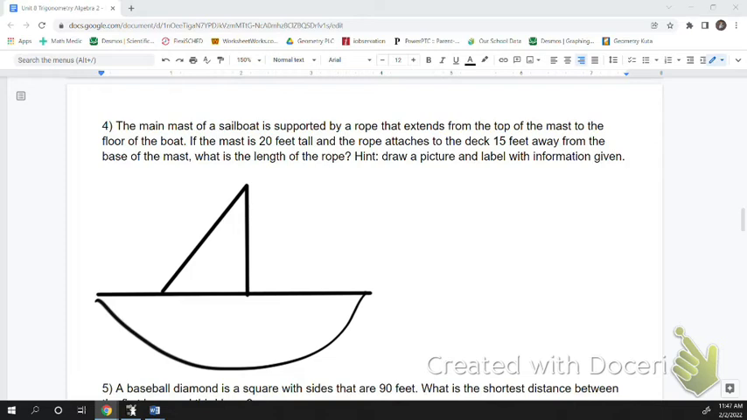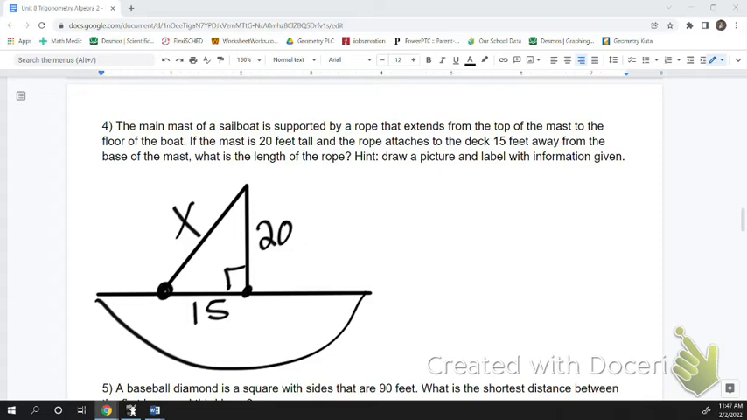If the mast is 20 feet tall and the rope attaches to the deck 15 feet away, what is the length of the rope? Draw a picture and label with the information given. Are we good with the picture and how I made that? So what are we going to be using to solve for x?